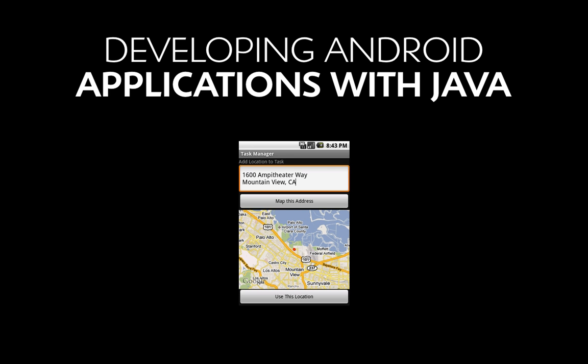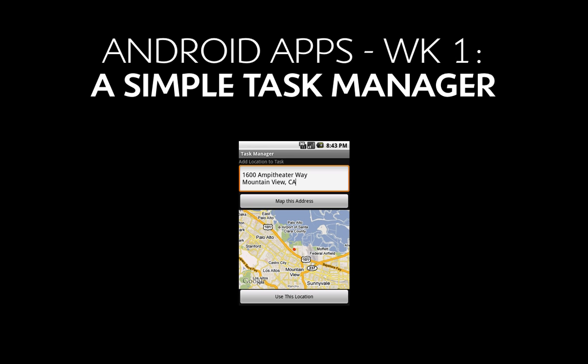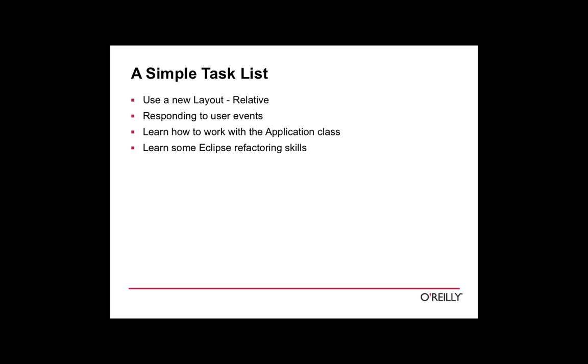This is our task manager set of classes. We're going to be going through and building out functionality week by week to make a nice little task management application for Android. And what we're going to be doing today is running into a new layout. Last week, if you attended the overview session, you saw a basic linear layout, and we're going to look at a new layout called relative today.